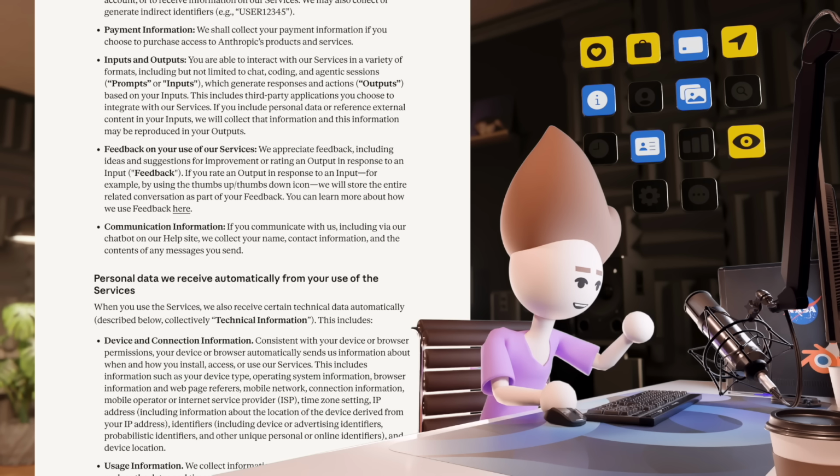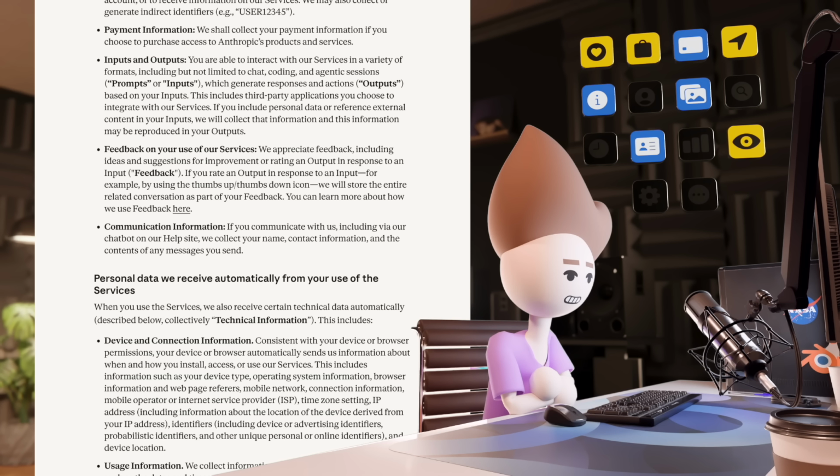Communication information. If you communicate with us, including via our chatbot on our help site, we collect your name, contact information, and the contents of any messages you send. Again, this is just user content as well as contact information.